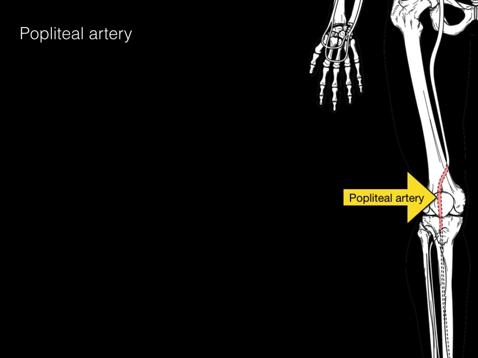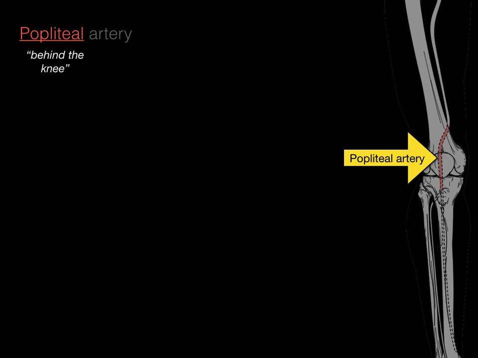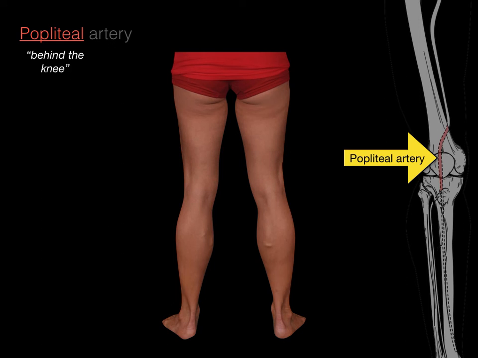Behind the knee. The word popliteal means behind the knee. So the muscle behind the knee is called the popliteus muscle, and the artery and vein are the popliteal artery and vein. There we can see dotted the popliteal artery, and to feel that is the popliteal pulse.